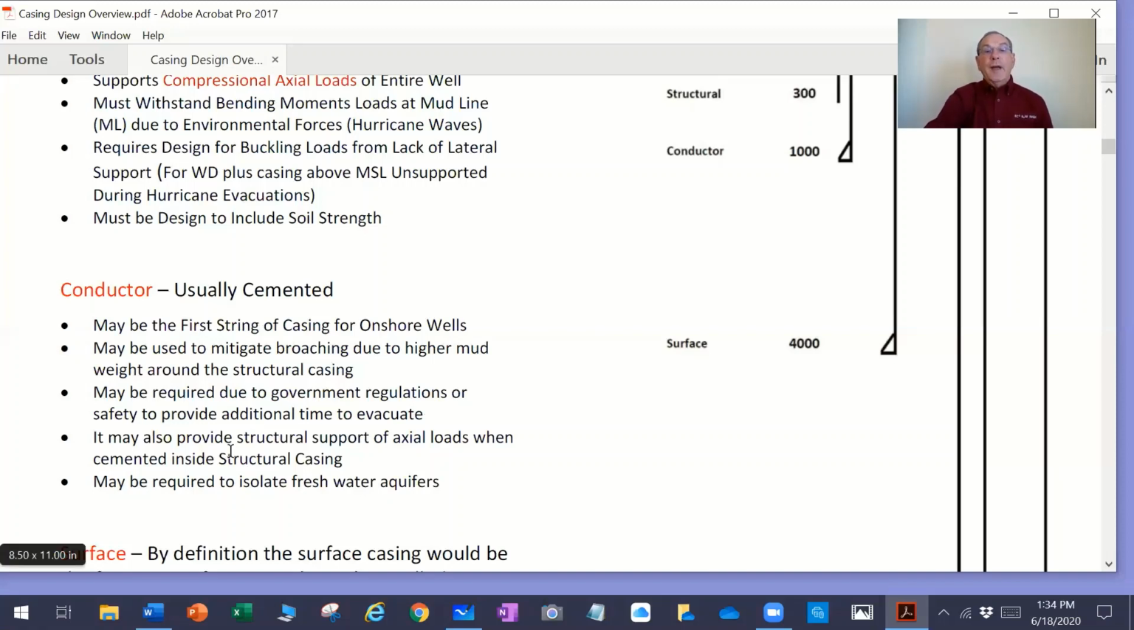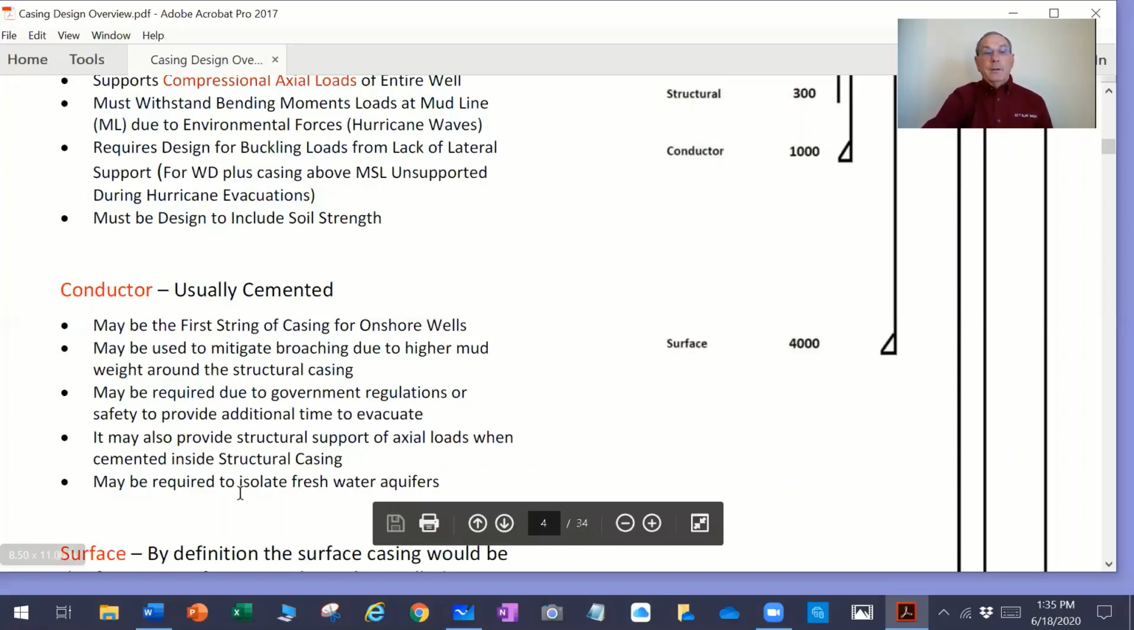It also may provide structural support of axial loads when it's cemented inside the structural casing. So quite often, this string of conductor casing that on this diagram is set at 1,000 feet would be cemented all the way to the surface. So you can actually think of it as pipe inside pipe that's cemented together, which makes it very strong, which would also serve to support the structural loads.